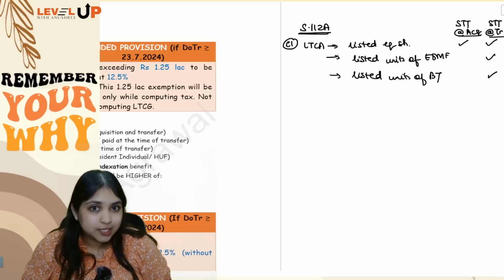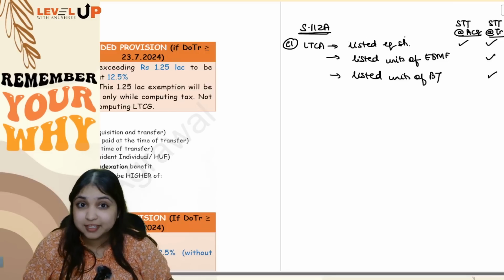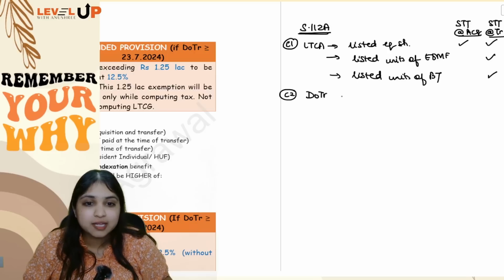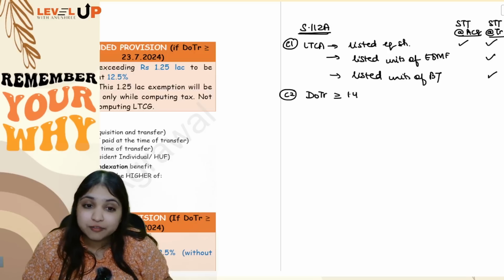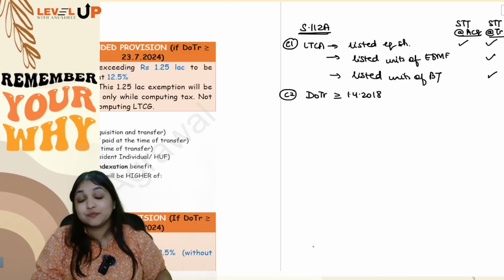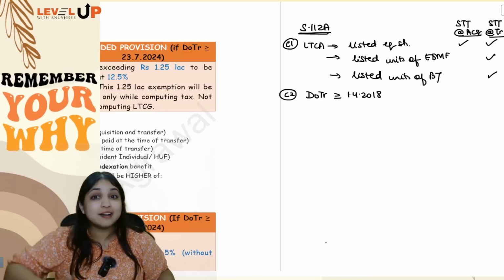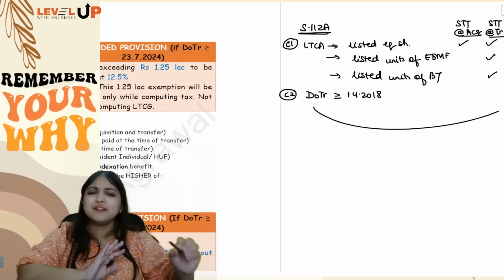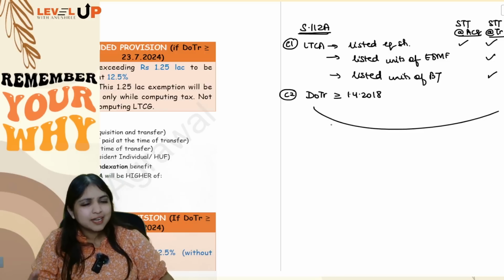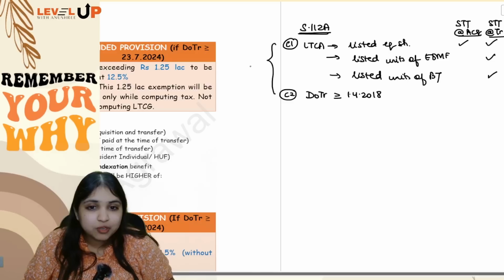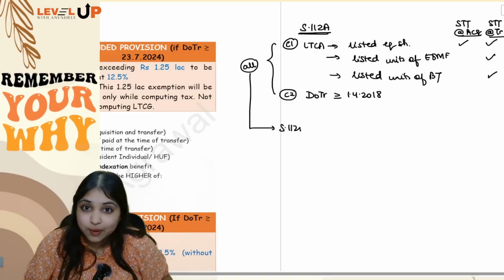So if it is long-term capital asset and if it is any of these three assets, and condition 2, you must have learned that the date of transfer has to be on or after 1st April 2018. This condition is not relevant anymore because of course in our examination, our previous year is going to be 24-25, which is far away from here. So not much relevant anymore, but still I'll discuss it with you. I have two conditions. If both the conditions are fulfilled, then welcome to section 112A.